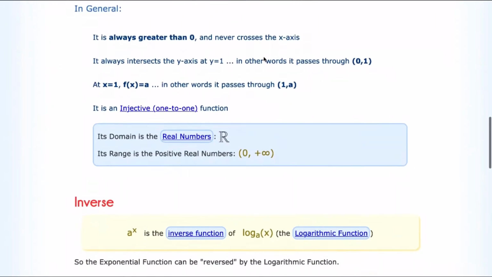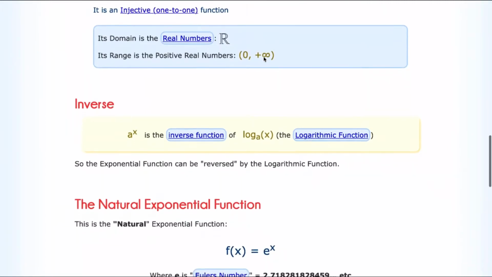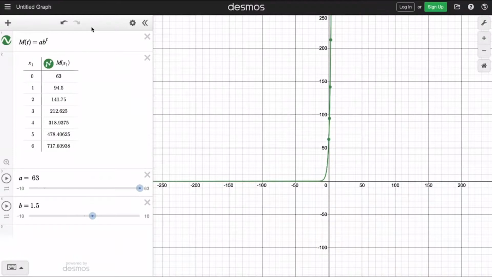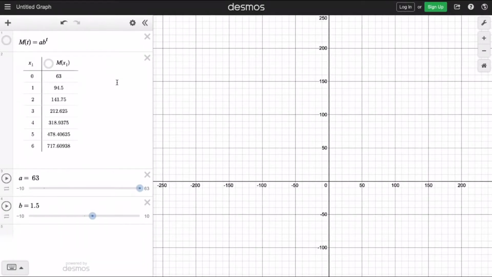Suppose in one situation we had to graph the mass of bacteria in a culture over an hour in 10-minute intervals. The starting mass of the bacteria is 63 micrograms, and the growth rate is 1.5 times the previous interval. We can present this problem as m(t) equals a times b to the power of t, where a equals 63 and b equals 1.5. T would be the number of 10-minute periods after the starting of the observations.